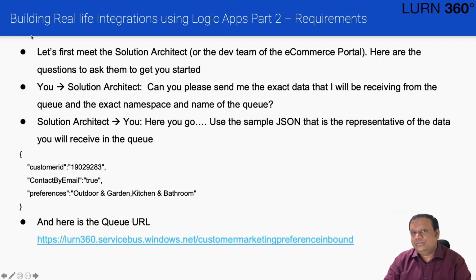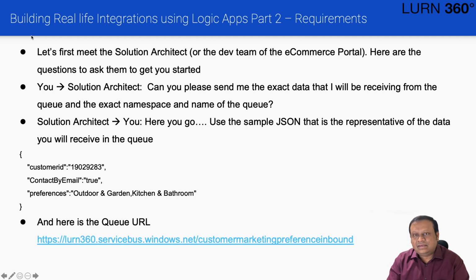The second most important data is, okay, what exactly am I receiving? Can you give me the sample data? So you always start with the sample data. You don't want to build your own data set and then realize that you're going to receive something else, because that would completely invalidate your requirements. So let's ask for the sample data and the queue details.